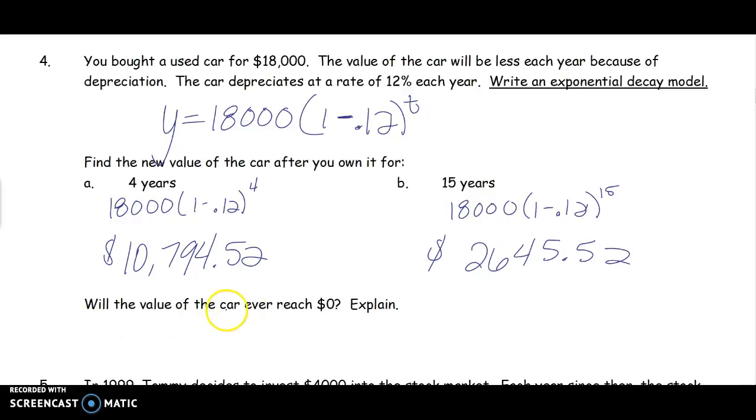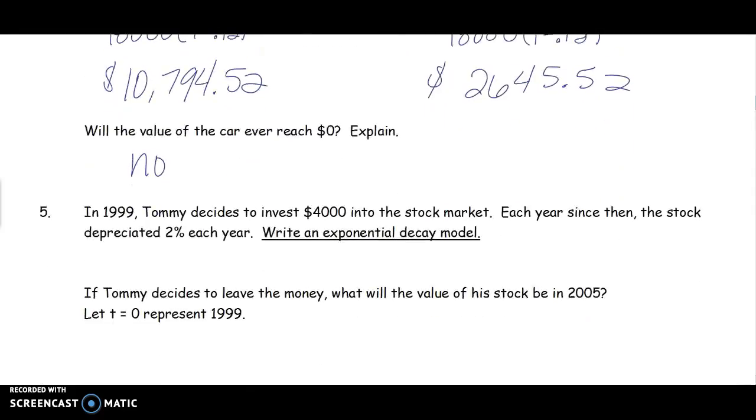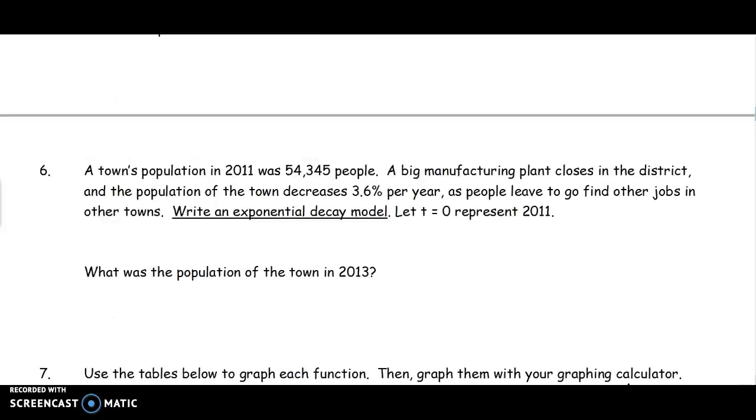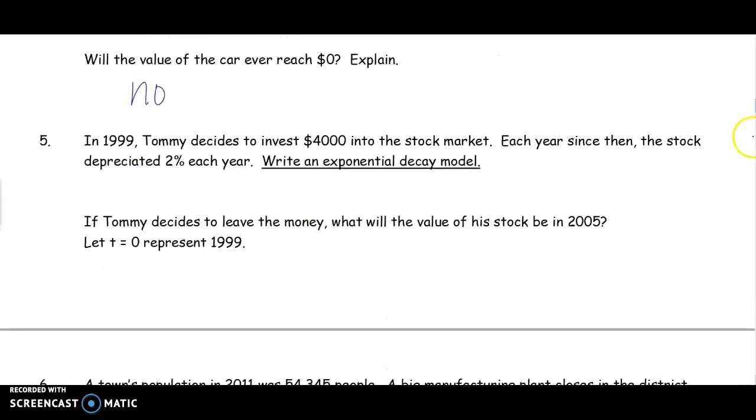It says, will the value of the car ever reach 0? In this case, no. Because as you're multiplying by that decimal, it's going to get closer and closer to 0, but it's not ever going to hit 0. And it actually does in the year 5,000, but that's not logical. So it's going to take 5,000 years for your car to be worth $0. But that's not logical, so we're going to say no. We're going to do one more problem of decay, and then we're going to call it a day.